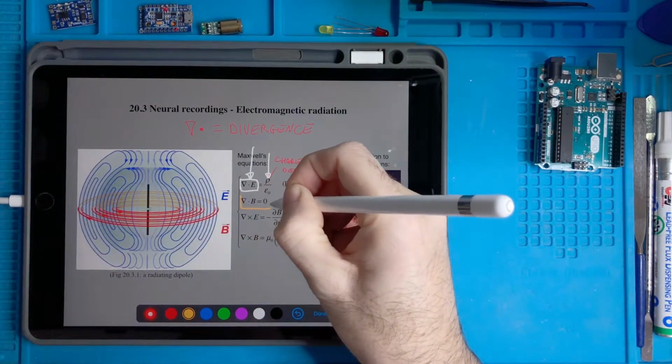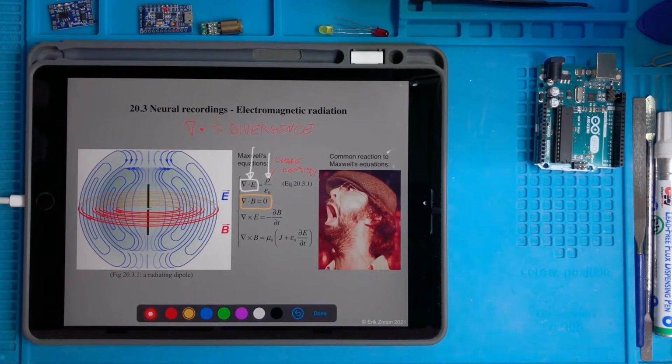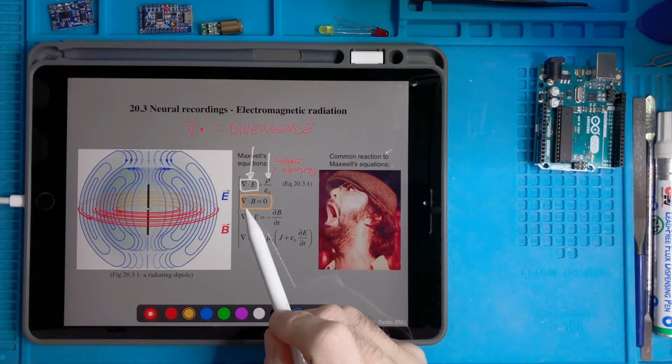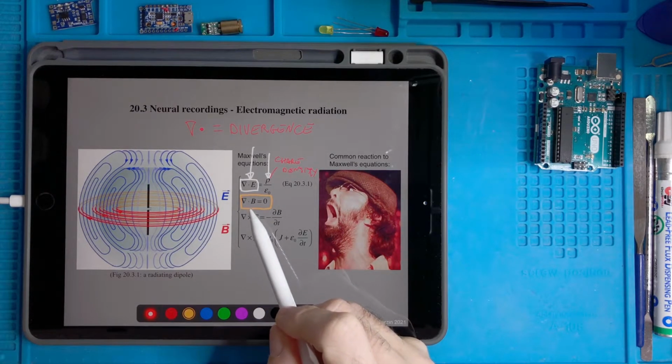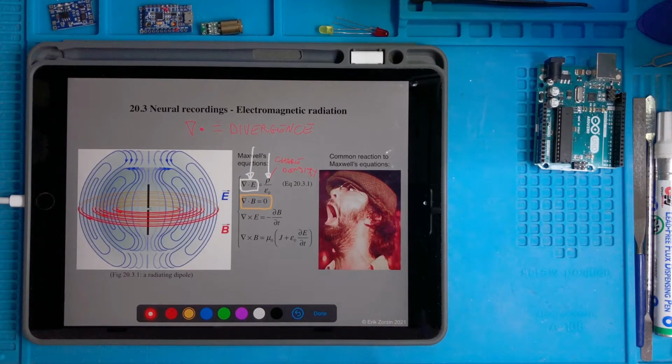Similarly, there is a law, the second one, which tells us that if we compute the same operation for the magnetic field, the result is always 0. This is interpreted as saying that there are no monopole sources for the magnetic fields. So there are no magnetic charges.